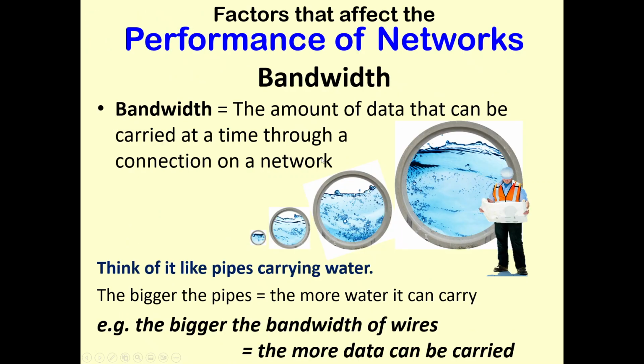So, some things that you need to know that affect the performance of a network. The bandwidth. How much data can be carried through the network at one go? Think of it like pipes carrying water. Well, cables carry data. We looked at the types of cables. Fiber optic, for example, would have a higher bandwidth compared to Ethernet cable. So the type of cable that's used will affect the amount of bandwidth.